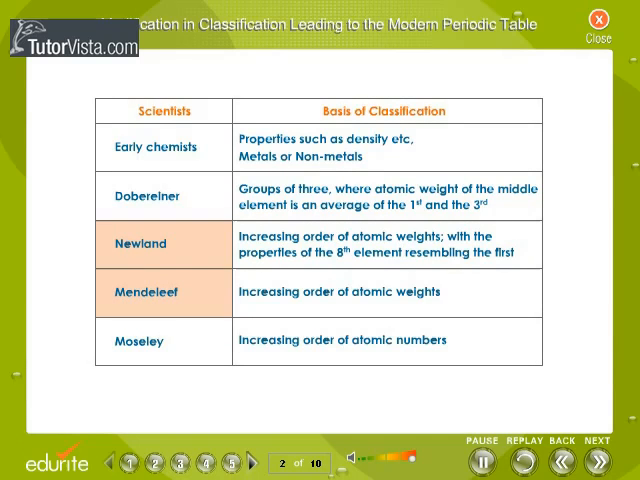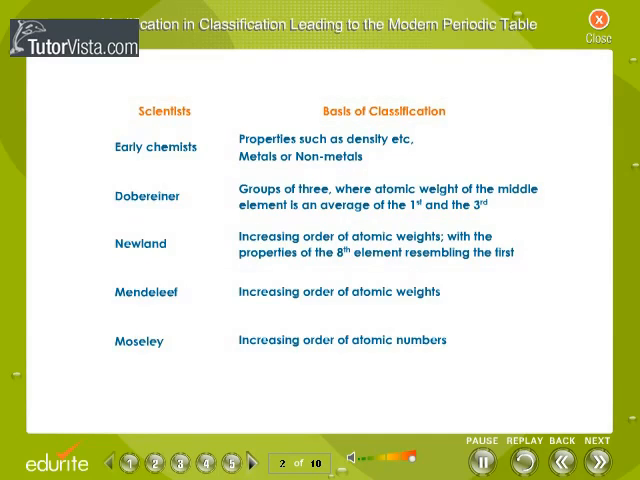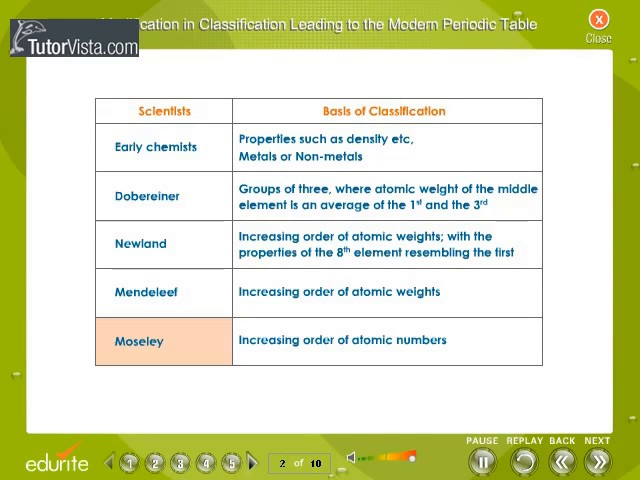Newland and Mendeleev both classified elements in the increasing order of atomic weights. The first and the eighth element in Newland's classification have similar properties. Today we follow Moseley's classification of elements based on the increasing order of atomic numbers.